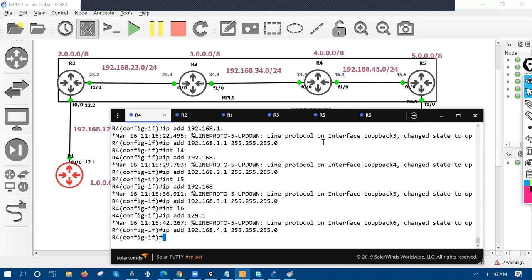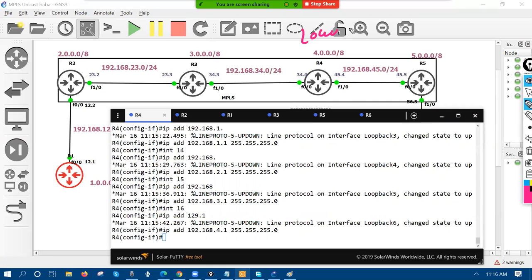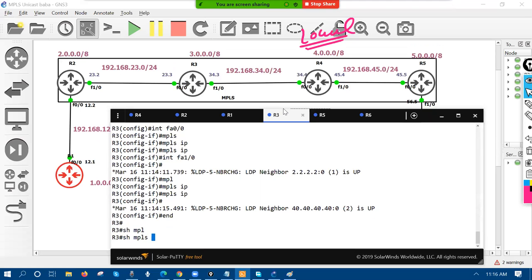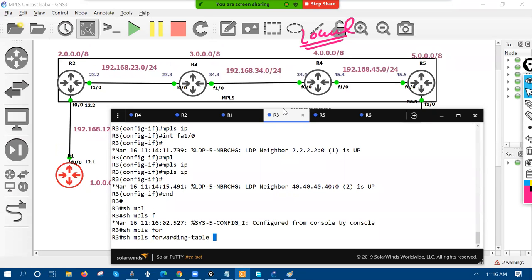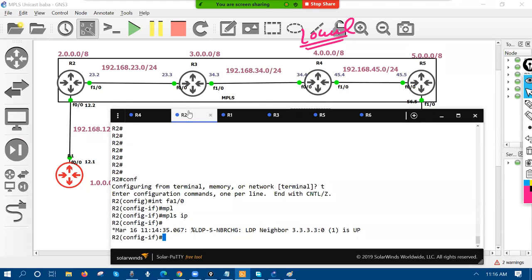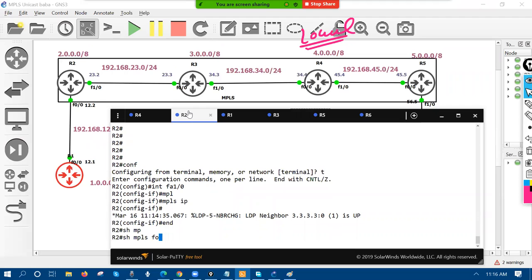Now for all these prefixes, R4 is going to assign the label, and the label is local to the router, right? Local to the router. So if you see on R3, in MPLS forwarding, it pops the label. And if you go back to R2, we have a label for each of these prefixes.